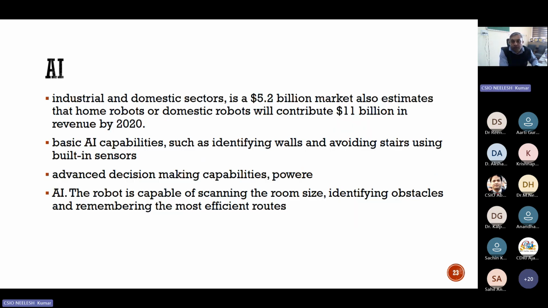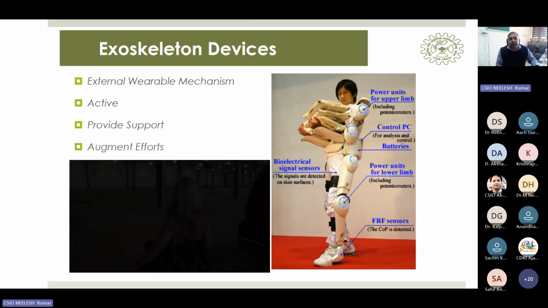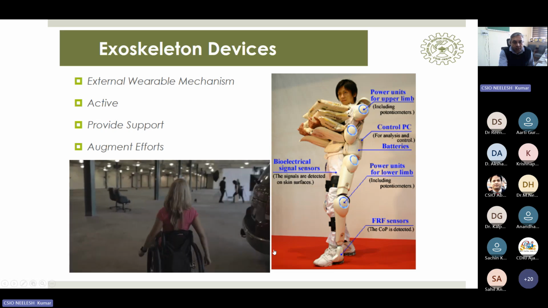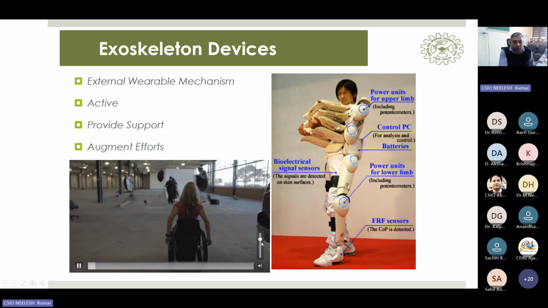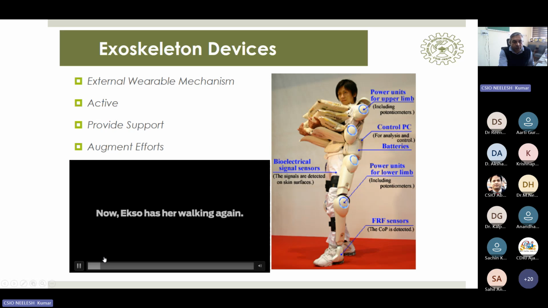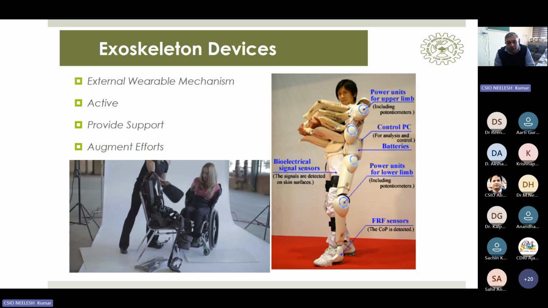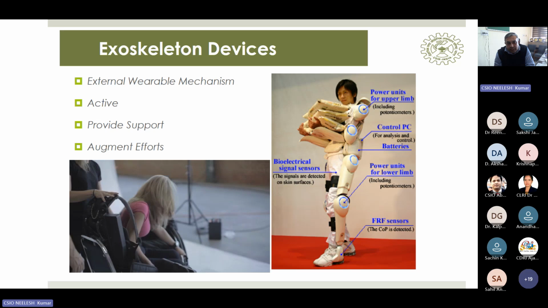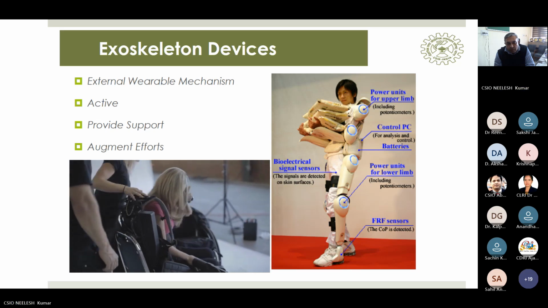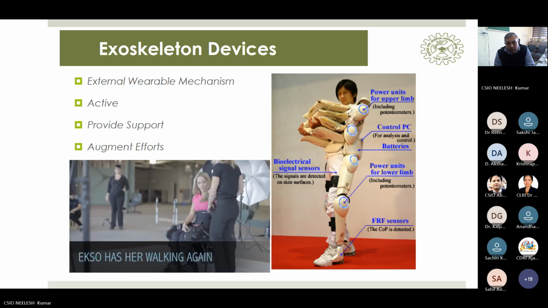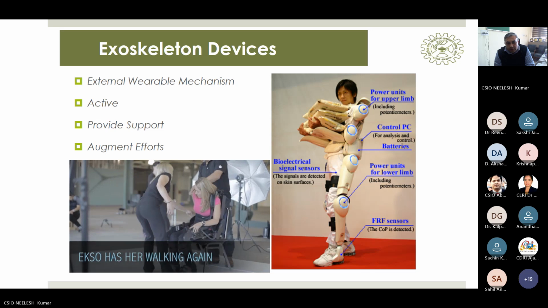Okay, enough talk on this. So this is about exoskeleton. I'll just run a very small video here. I see, yeah, it's working. It's again taken from the web. It is a very old video, some 7, 8 years old, where the patient is wheelchair bound.